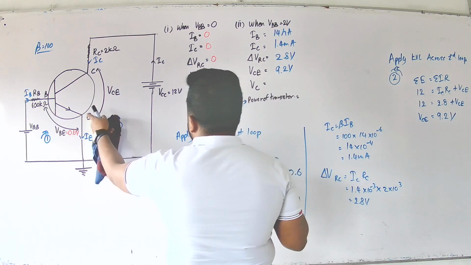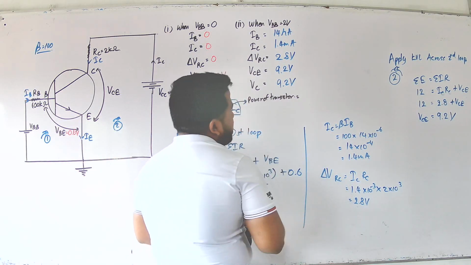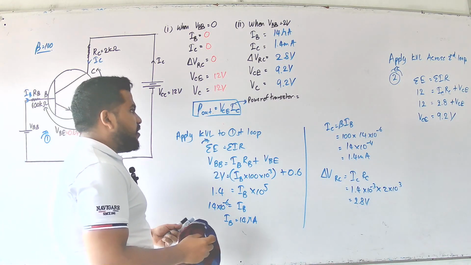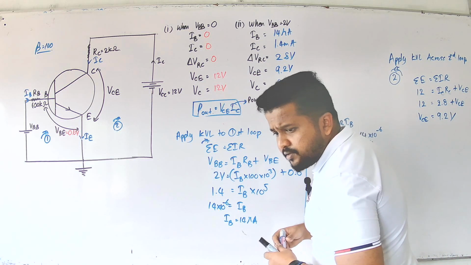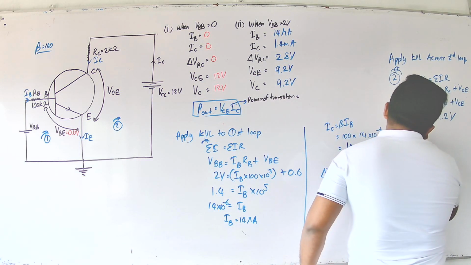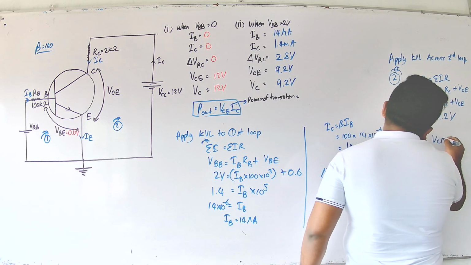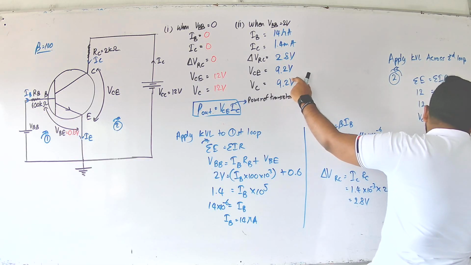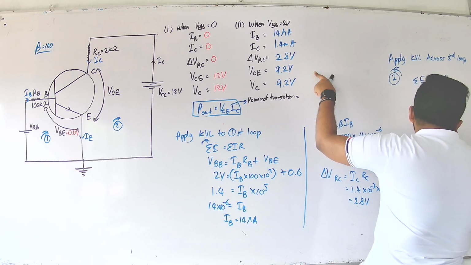VC means V equals 0. Therefore this is also 9.2. Now we have to find the power of the transistor. After finding all this, the power of the transistor equals VCE times IC. VCE is 9.2, IC is 1.4 × 10^-3.